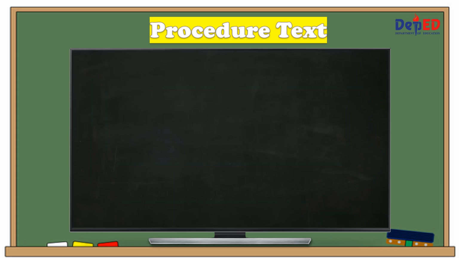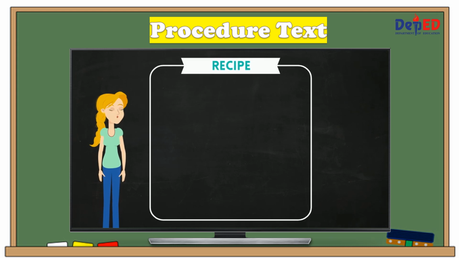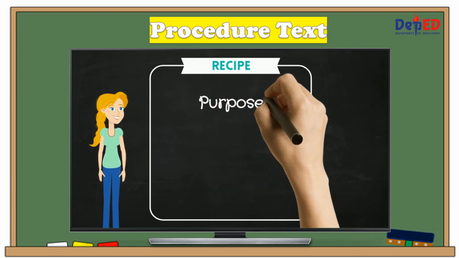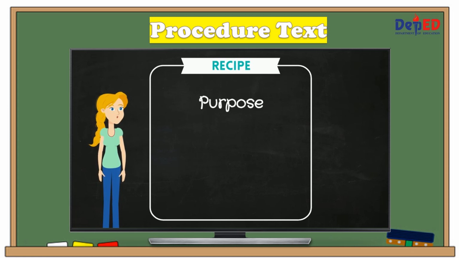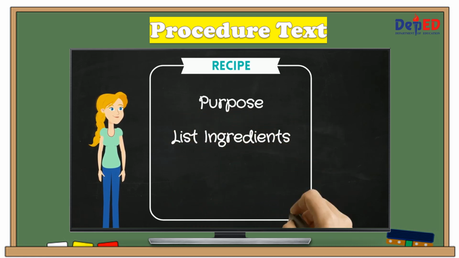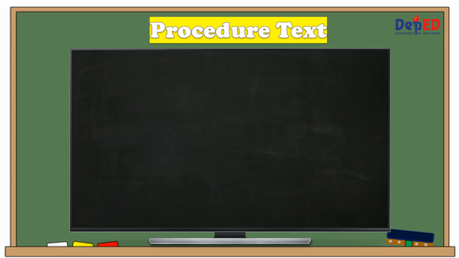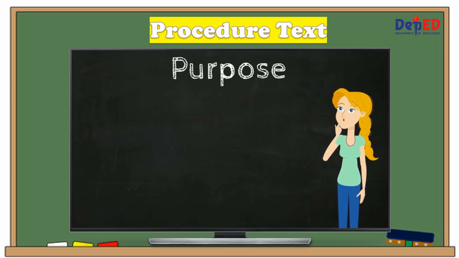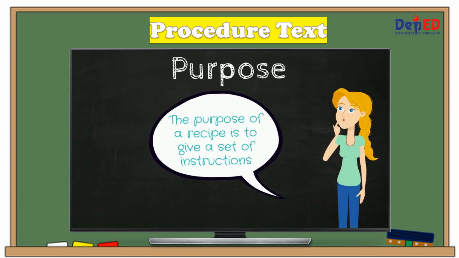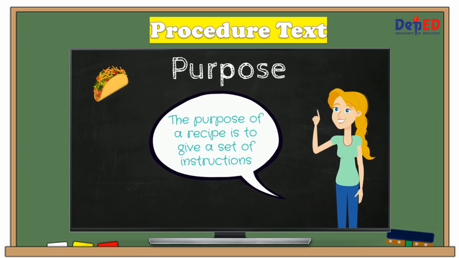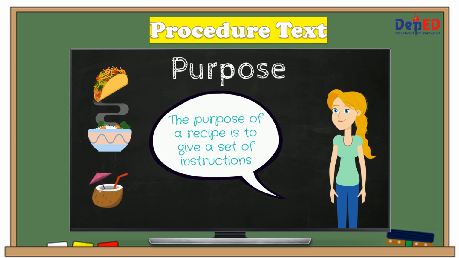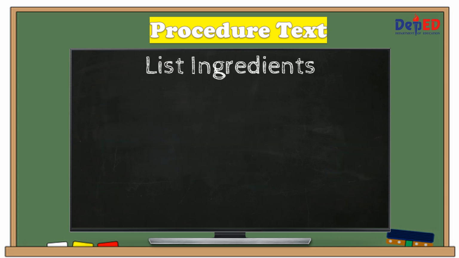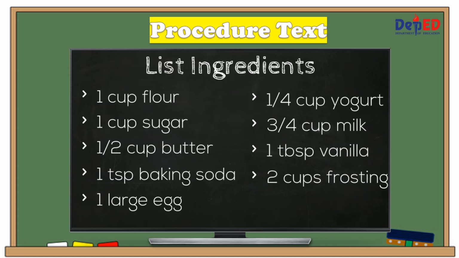When writing a recipe, you have to start with a goal or purpose, which is to explain how to do something. Next, you have to list the ingredients and materials needed. Finally, you need to list the steps to make the recipe correctly using transition words such as first, next, and finally. Let's start with our purpose. I know the purpose of a recipe is to give a set of instructions to prepare a certain food, dish, or drink. Now we need to list our ingredients for my favorite food, cupcakes.